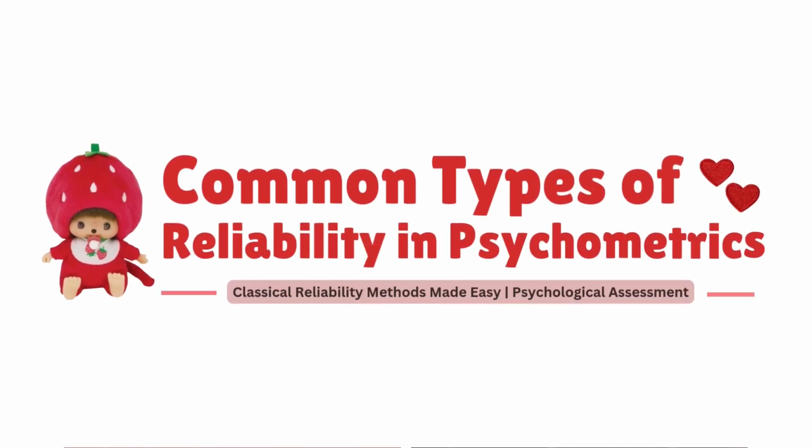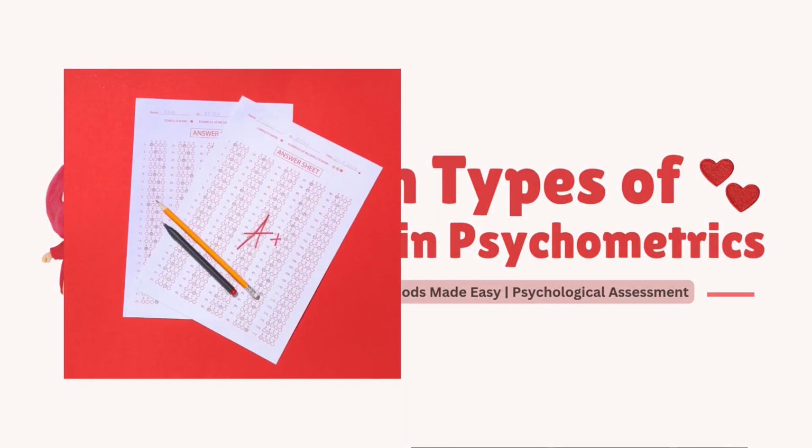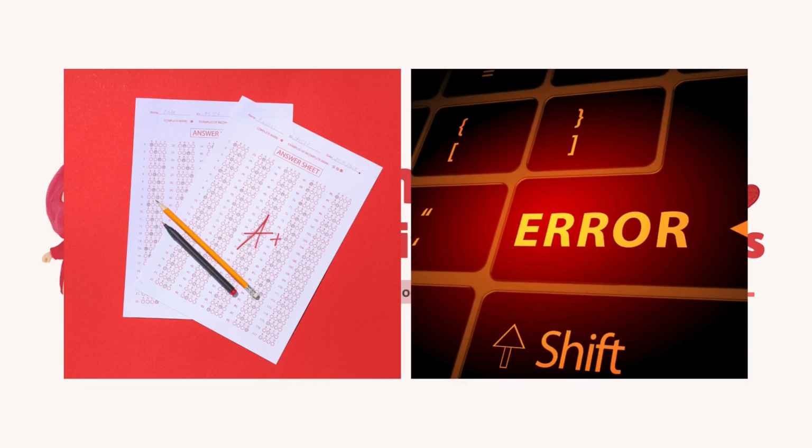This is part 2 of our mini-series all about reliability, the ultimate quality check that tells us if our psychological tests and measures are actually consistent and trustworthy. In part 1, we set the stage by covering the core ideas such as classical test theory, the ratio of true variance to total variance, and the nature and sources of error.